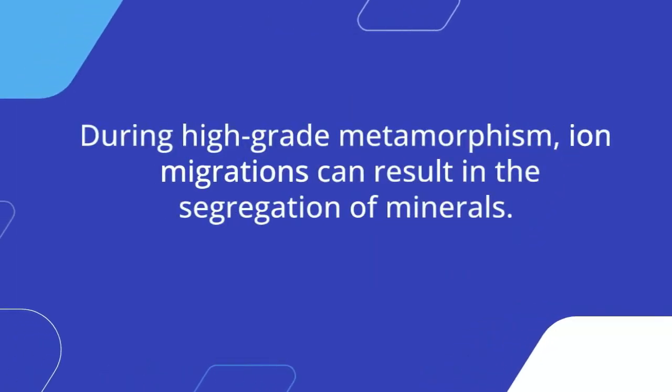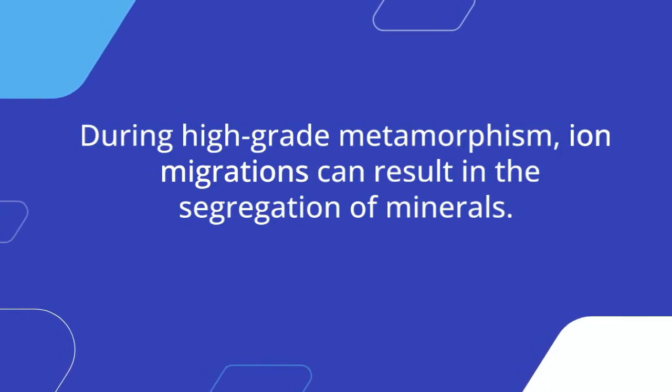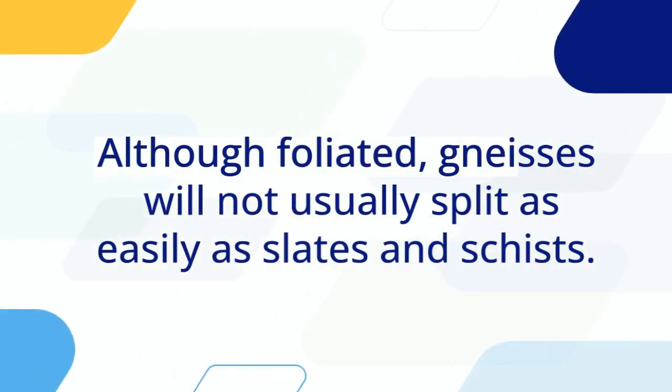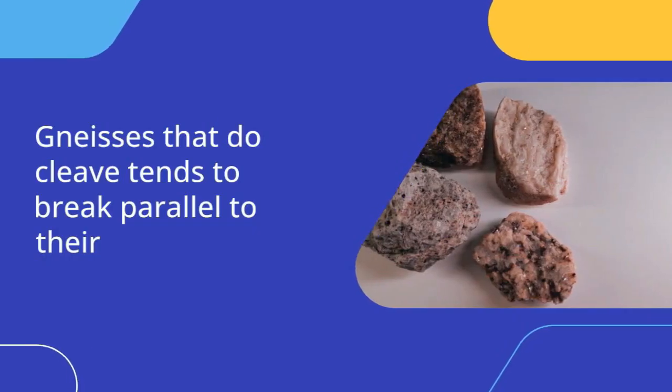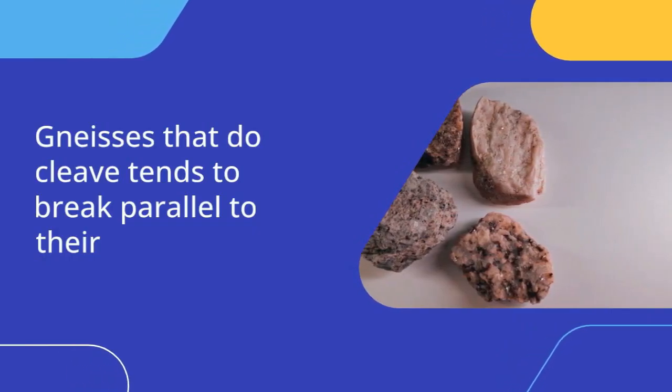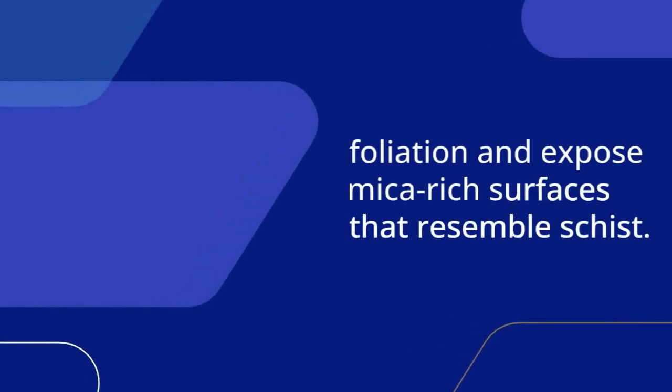Gneissic texture. During high-grade metamorphism, ion migrations can result in the segregation of minerals. Although foliated, gneisses will not usually split as easily as slates and schists. Gneisses that do cleave tend to break parallel to their foliation and expose micaceous surfaces that resemble schist.